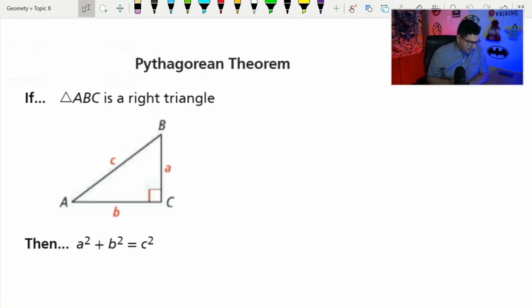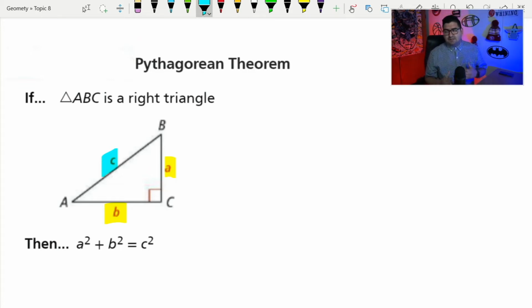Basically, the Pythagorean Theorem states that if we have a right triangle, here we have triangle ABC, then the sides have to all satisfy this formula: A squared plus B squared equals C squared, here at the bottom. Now, A and B are both what we call the legs of a right triangle. C is what we call the hypotenuse, which is always the longest side.